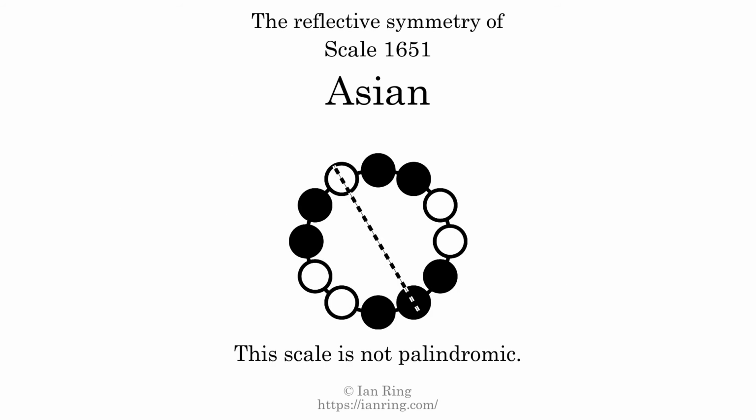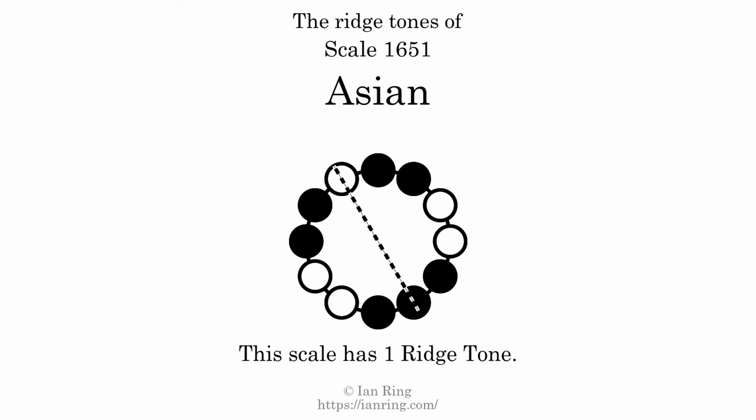This scale has reflective symmetry across an axis positioned 5 semitones from the root. This scale has a different pattern of intervals ascending and descending, so it is not palindromic. This scale has 1 ridge tone.